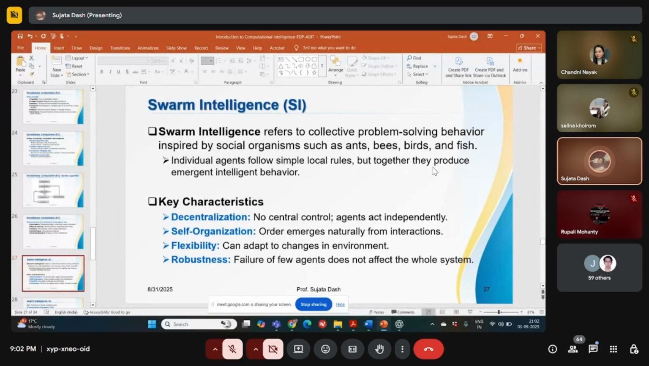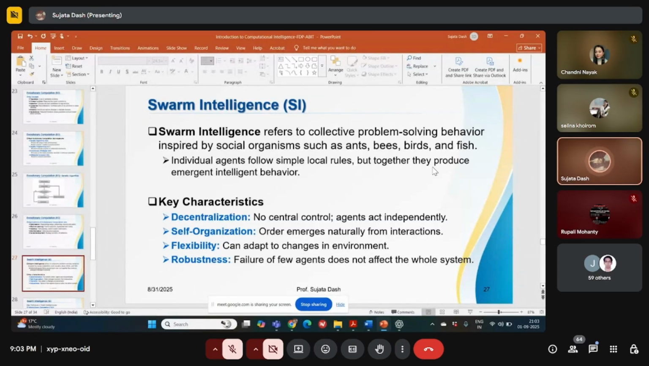So the central idea here is simple agents following local rules. All the agents will follow some local rules, and collectively an intelligent behavior will emerge out from the collective behavior of all the agents here.